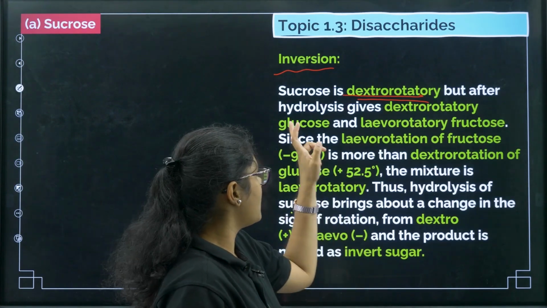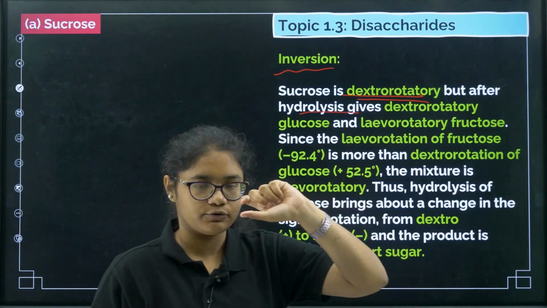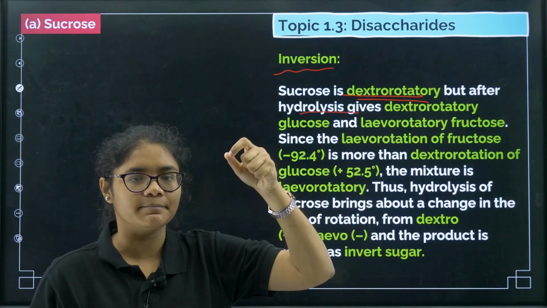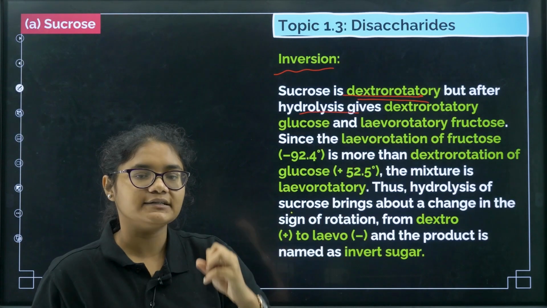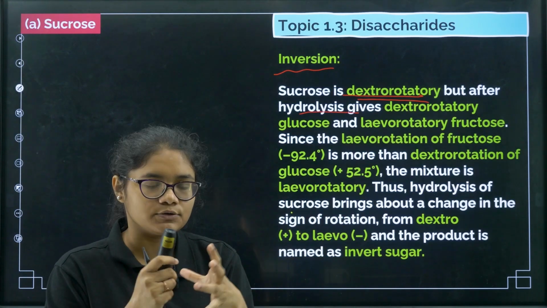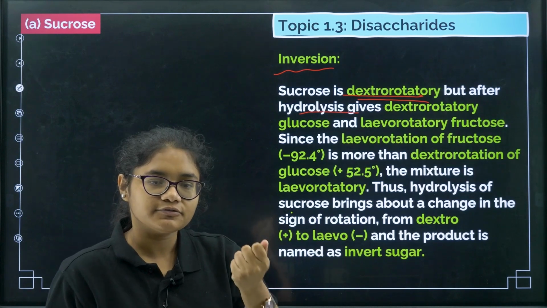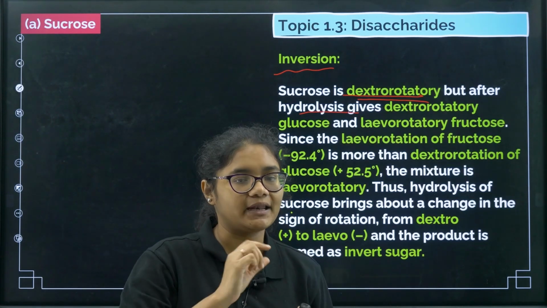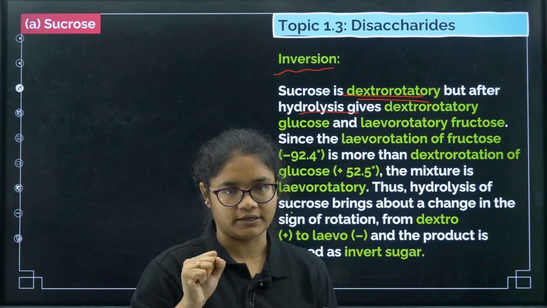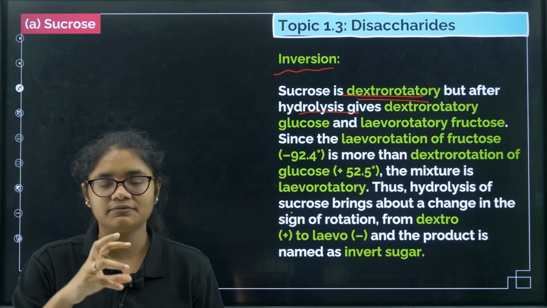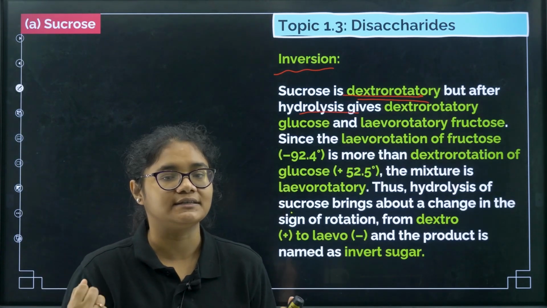But if sucrose undergoes hydrolysis, if in the same solution you add some acidified water and the sucrose solution starts giving you glucose and fructose, then slowly, after some time, the plane polarized light will become levorotatory, meaning it will be rotated in the anti-clockwise direction. The solution will become levorotatory.